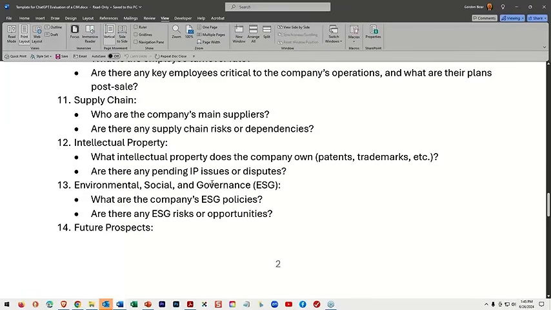Are there any pending IP issues or disputes? They may have a patent, but it's in dispute. So maybe they don't have a patent when the dispute settles. Environmental, social, and governance. That's kind of a big item today. What is the company's ESG policies? Are there any ESG risks or opportunities?